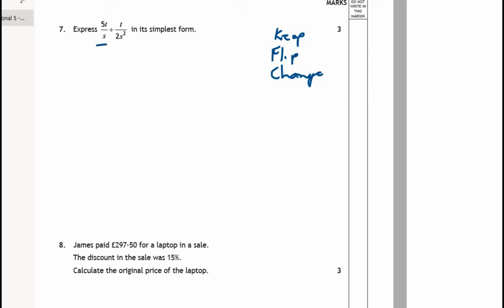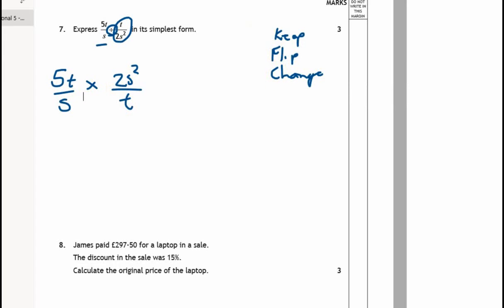So we keep the first bit the same, so we're going to have 5t over s. I can see this getting confusing, so I'm going to write it as 5t divided by s. We keep that the same. We flip the second term, so we get 2s squared divided by t, and then we change the sign from a divide to a multiply. Keep, flip, change, straightforward.